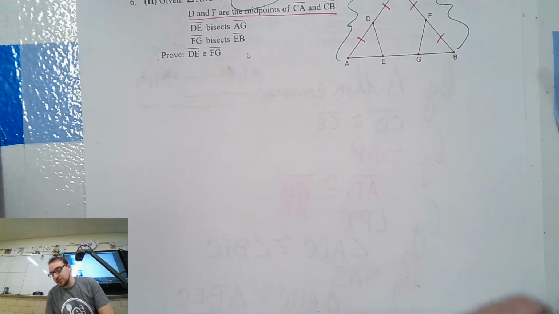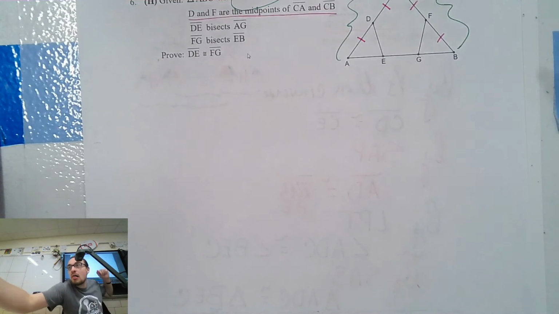DE bisects AG. Bisects means to cut in half. Bi means two, sect means cut, right?